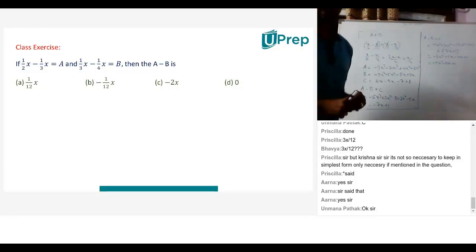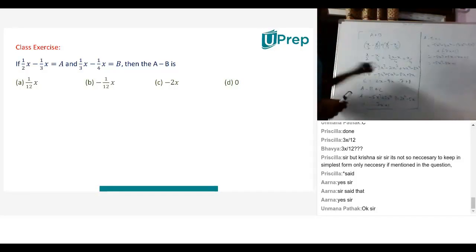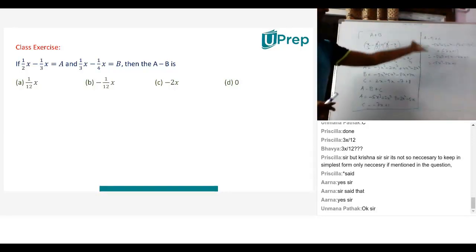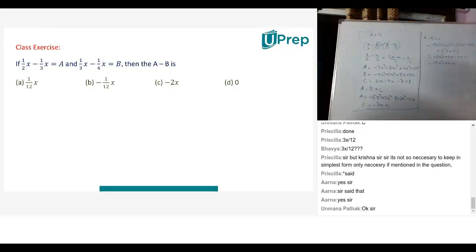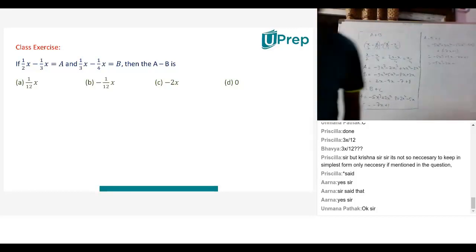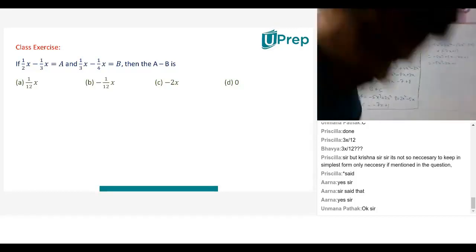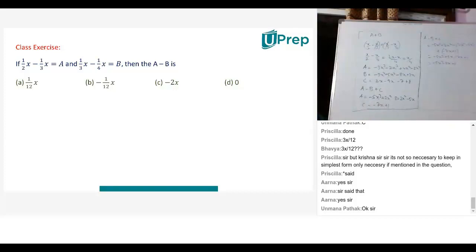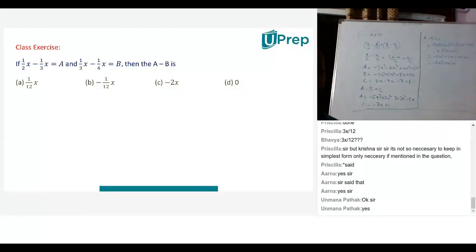Whenever a question like this is given, try to simplify the terms within themselves first. Then you put it in the operators, whatever they are given, and then get the answer. Is that okay, children? Yes, sir. Okay.